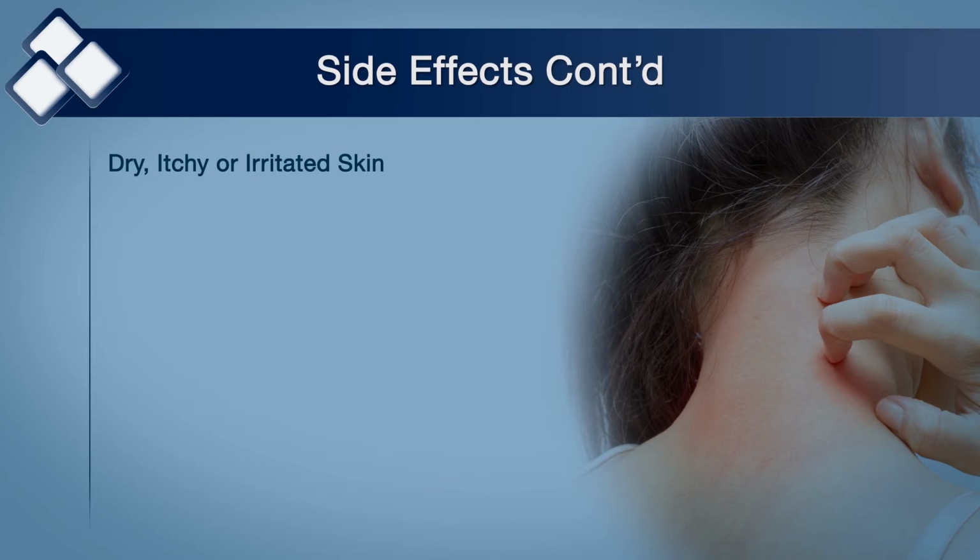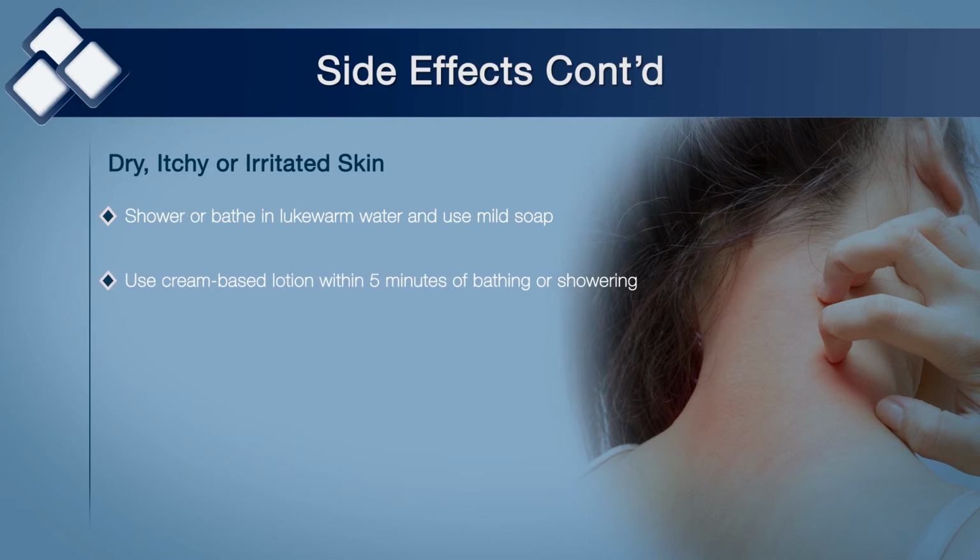If you have dry, itchy, or irritated skin, you will need to shower or bathe in lukewarm, not hot, water and use mild soap. Put on a cream-based lotion within 5 minutes of bathing or showering. You should use soaps, lotions, and laundry detergents that are perfume or scent-free. It is best to avoid the sun, but if you do spend time outdoors, wear a wide-brimmed hat, avoid direct sunlight from 10 a.m. to 4 p.m., and use sunscreen that is at least SPF 15 or higher.